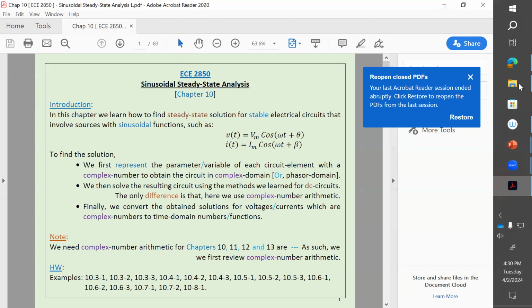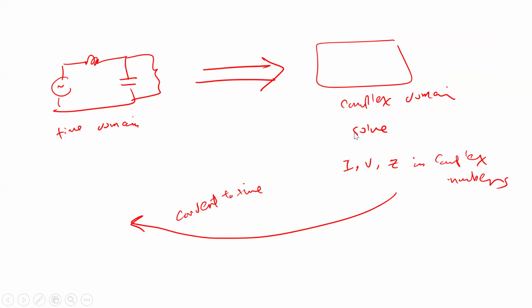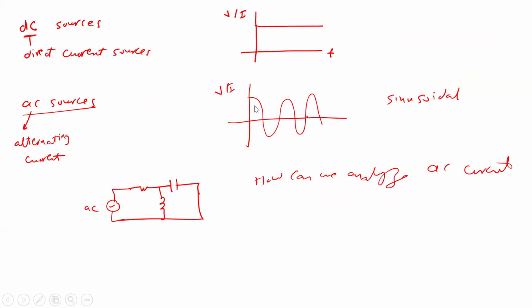Okay. So before I start, I want to clarify how this chapter is different from what we did before. First of all, you should understand we have something we call DC sources, and also we have AC sources. DC sources can be current or voltage. DC means direct current sources. In DC sources, the voltage or the current is constant over time.